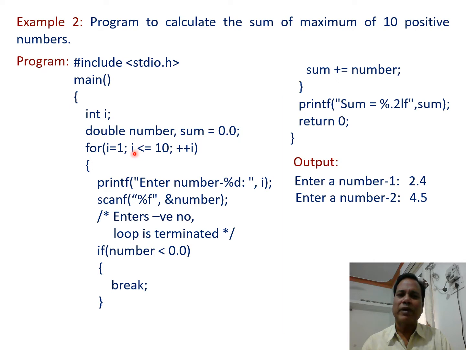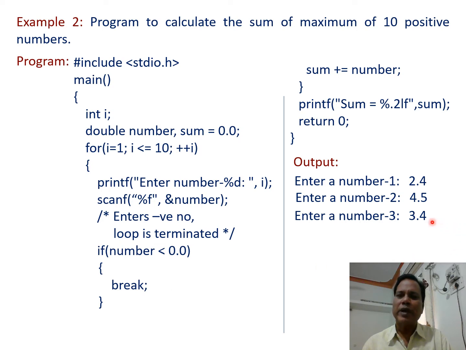Then again for the value of i equal to 3, the condition is true. So again the body of the for loop is executed. Again the printf statement when run displays, enter a number 3. Suppose the user enters number 3.4. Again this number is not less than 0, so again the break statement is not executed.